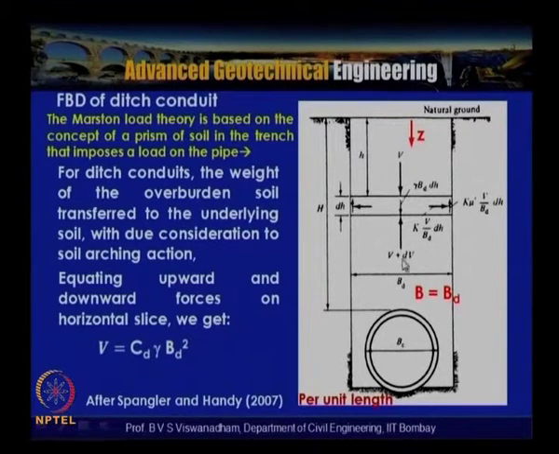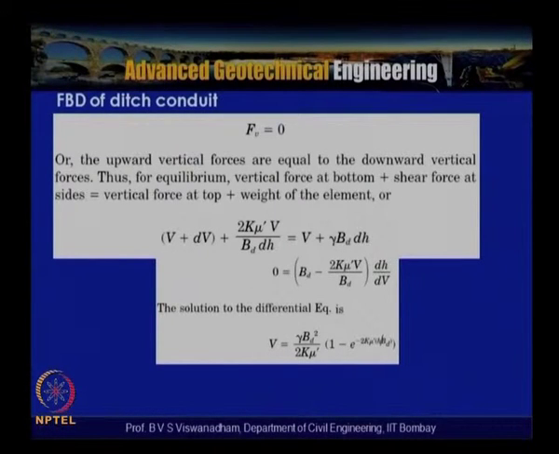Now taking the equilibrium of sigma Fv equal to 0, we get a differential equation, and once we solve it for this condition, we get V equal to Cd into gamma into Bd squared. This is what is described here. For sigma Fv equal to 0, the upward vertical forces are equal to the downward vertical forces. So for equilibrium, the vertical force at the bottom plus the shear force at the sides is equal to the vertical force at the top plus the weight of the element on the slice. That is, the vertical force at the bottom of the slice and shear force at the sides is equal to the vertical force at the top and the weight of the element.